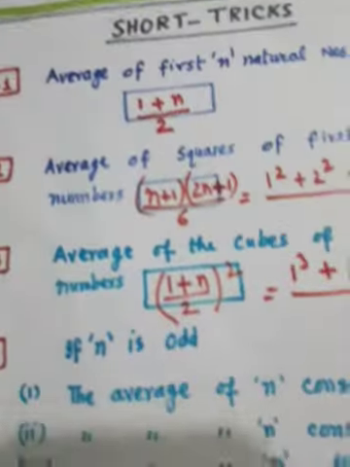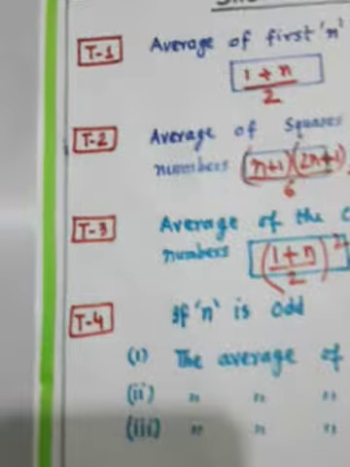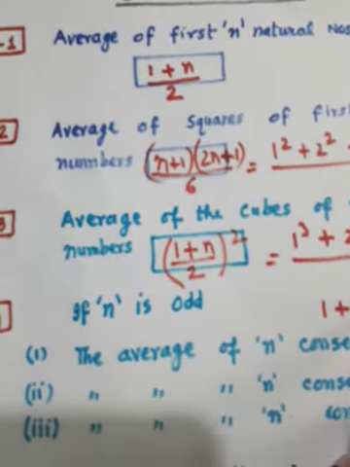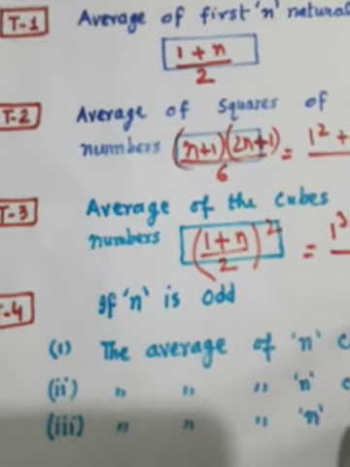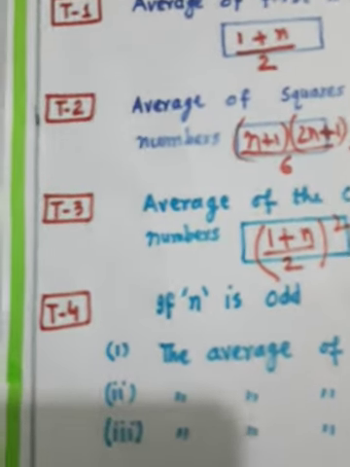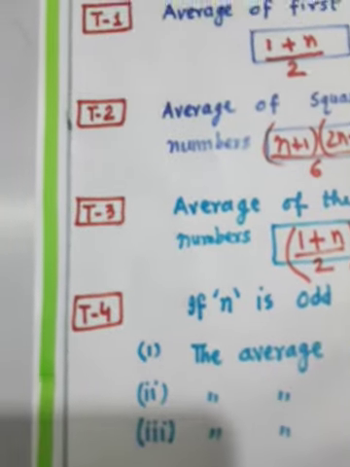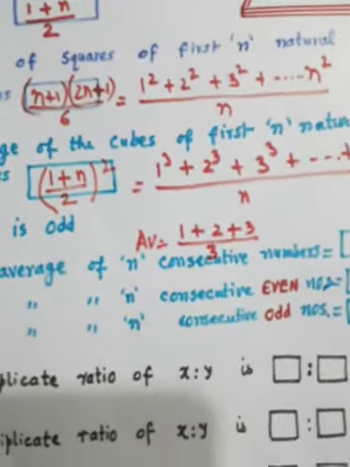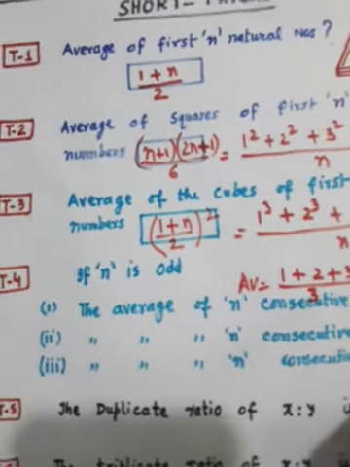Supposing you want to find the average of 1, 2 and 3 divided by 3. This is the average. We have taken 3 numbers, so divide by 3. That is the formula for average. Answer will be 2.